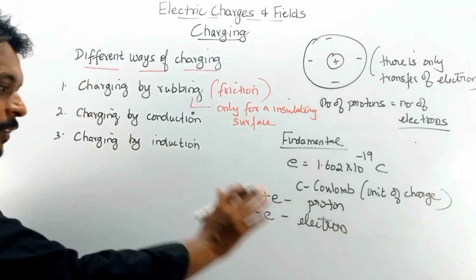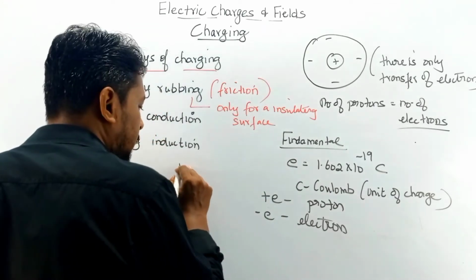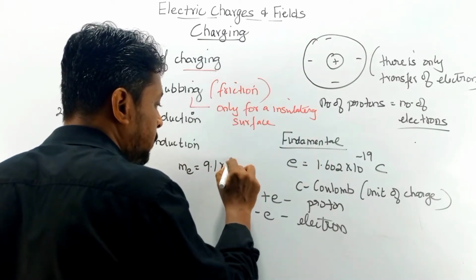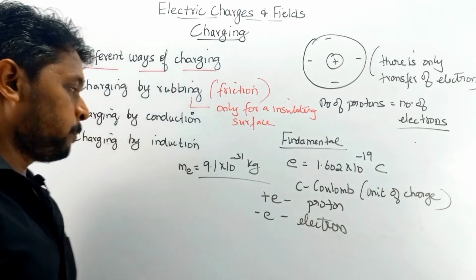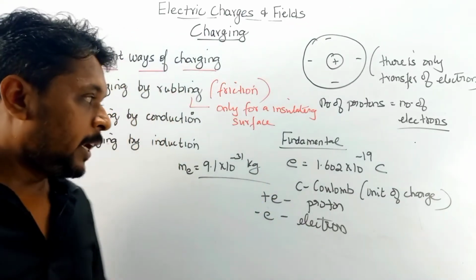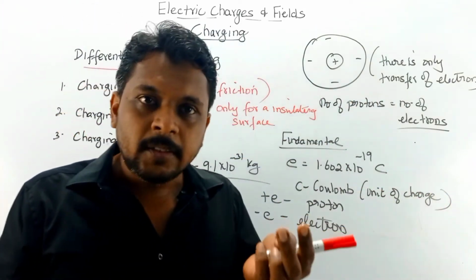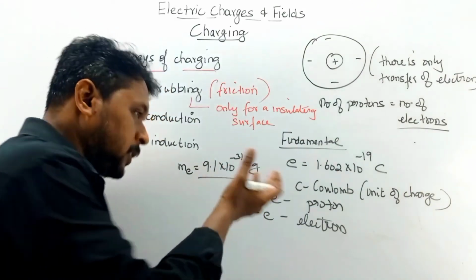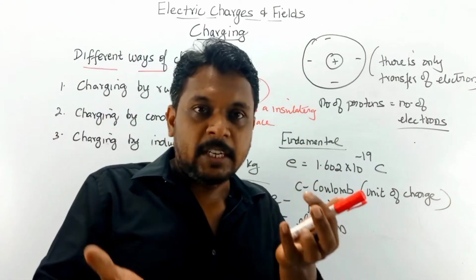Okay, fine. So what about the mass of an electron? The mass of an electron is given by 9.1 × 10^-31 kg. When there is loss of electrons from an atom or from an object, we see a reduction in mass because electrons are lost. So for a positively charged body, there is a loss in mass.